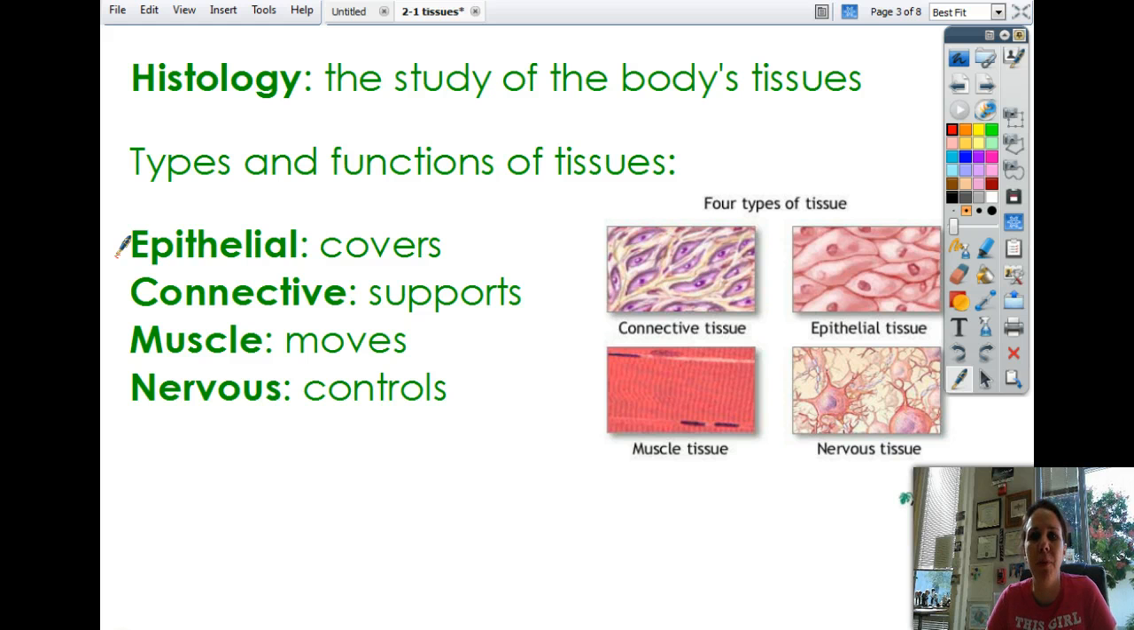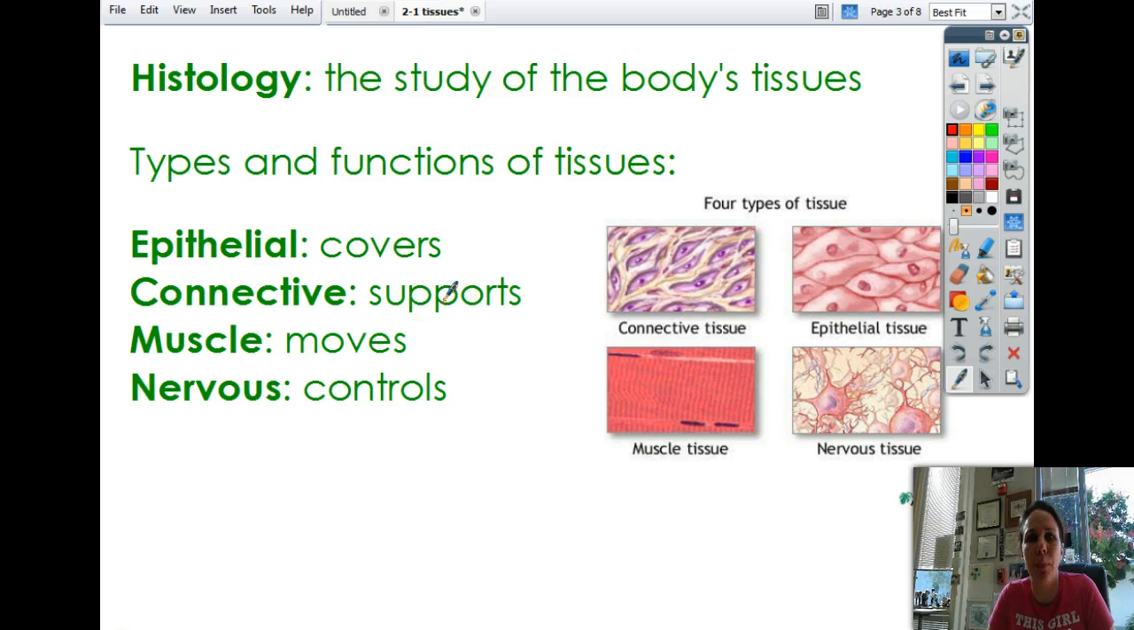The main job of epithelial tissue is to cover stuff. Cover your outsides, cover your insides, line things. It's basically always touching either air or open cavities like inside your mouth or inside of your gut, but it's always touching a space as opposed to another tissue.